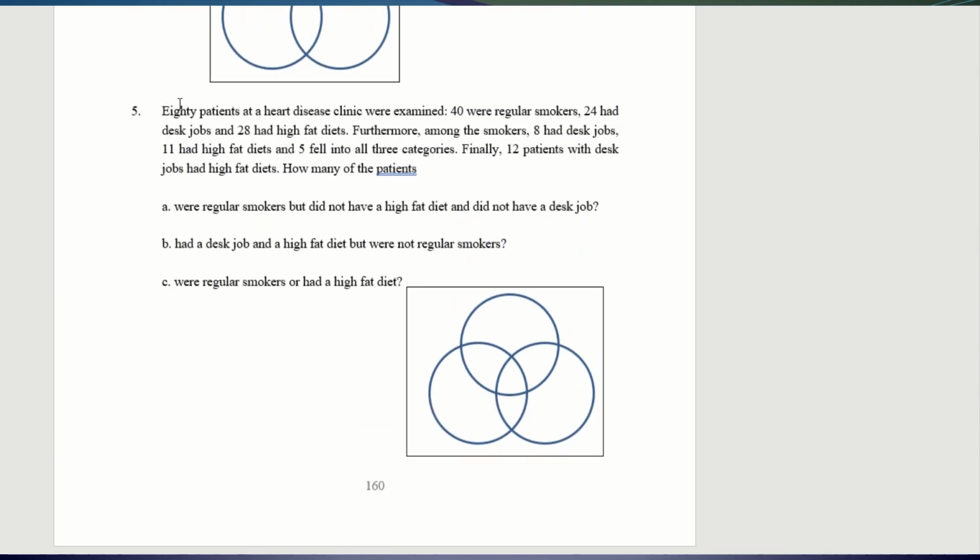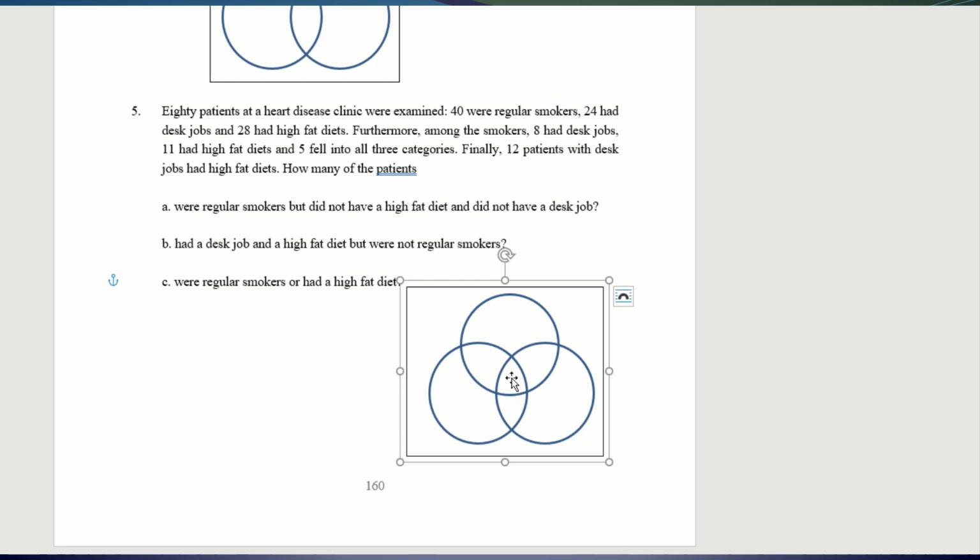80 patients at a heart disease clinic were examined. 40 were regular smokers. 24 had desk jobs. 28 had high-fat diet. Furthermore, among the smokers, these are the words that you need to highlight. That means they are smokers and they had desk jobs. They were smokers and they had high-fat diet. They are smokers and they fell into all 3 categories. That means 5 is right in the middle.